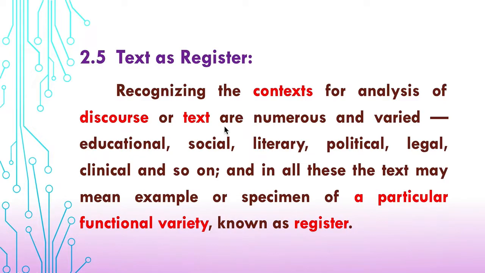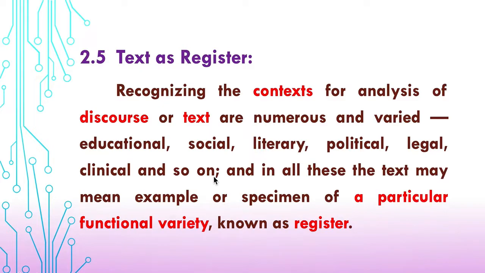Number one point. Number two point here is that the text, when you are going to analyze it, may work at various levels, what we call register. Sometimes you may have educational books, educational writings. Sometimes you may have social books, social writings, literary books, literary writings, political books, political writings, legal, clinical, and so on.